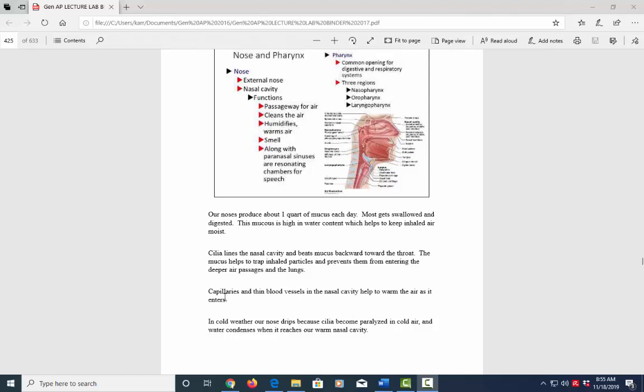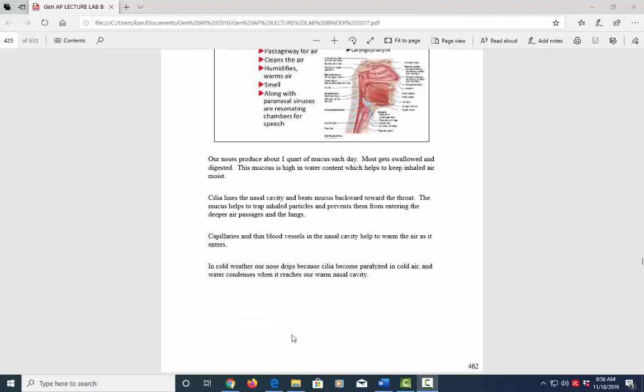We already talked about the cilia. We also have capillaries and blood vessels in the nasal cavity, and that helps to warm the air. That's the purpose of the blood vessels being right near the surface. A drawback of that is those capillaries can be easily damaged by dry air, and people tend to get nosebleeds in the wintertime. Sometimes a little bit of saline mist squirted into the nasal cavity can help prevent those nosebleeds. In cold weather, our nose tends to drip water because the warm air condenses in the cold air outside and turns into water, and then that just drips out of our nose. So that really can't be avoided in cold weather.